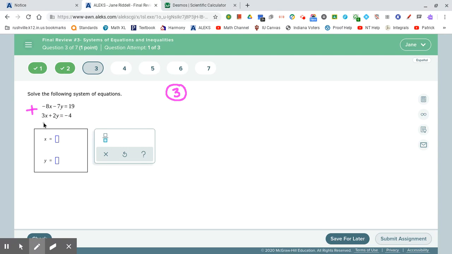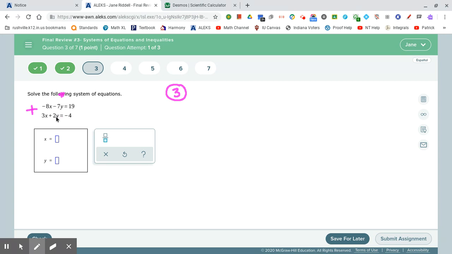But mine's a negative 8 and mine's a 3. Mine's a negative 7 and mine's a 2. Really nothing too nice there. I think what I'll go with, let's go for y. So if I choose to eliminate y, that means I need to get the same number in front of my y terms, but I need them to have opposite signs. So mine already have the opposite signs. This is a negative and that's a positive, but I need these to be the same number.